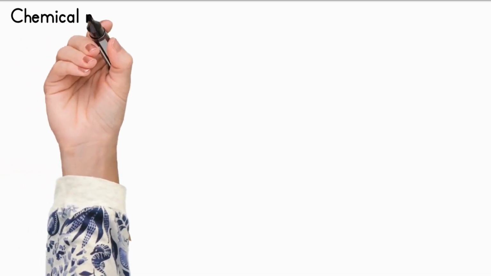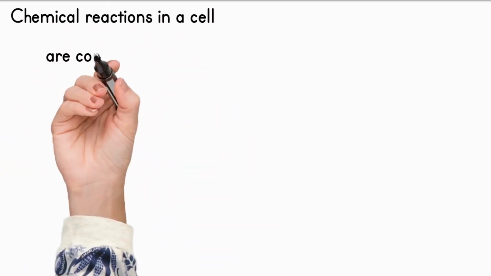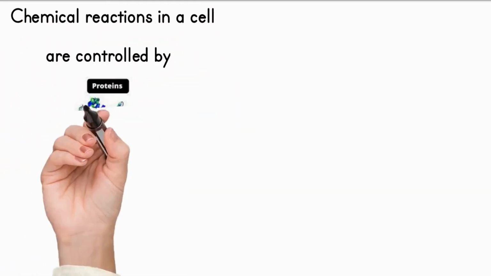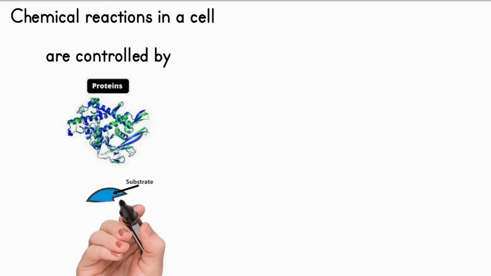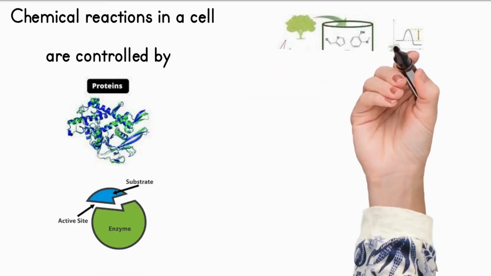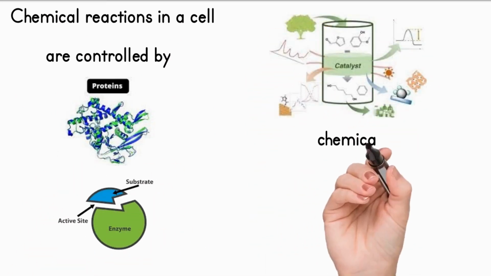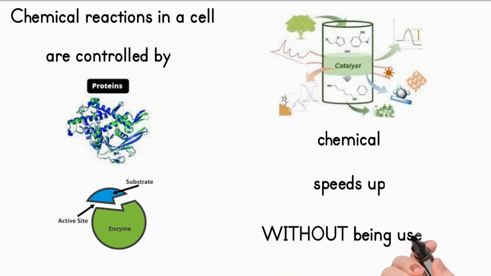The chemical reactions that take place in a cell are controlled by a group of proteins called enzymes. Enzymes are biological catalysts. A catalyst is a chemical which speeds up a reaction without being used up itself. Cells contain hundreds of different enzymes, each catalyzing a different reaction.